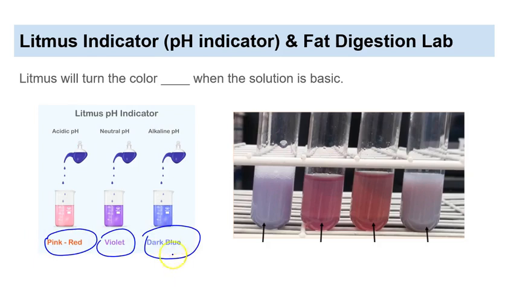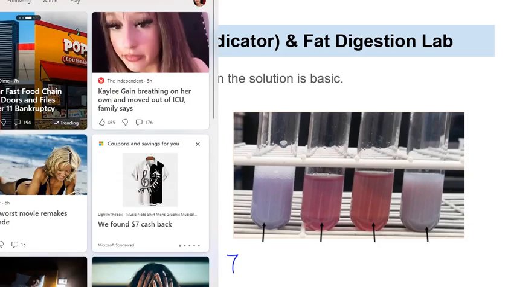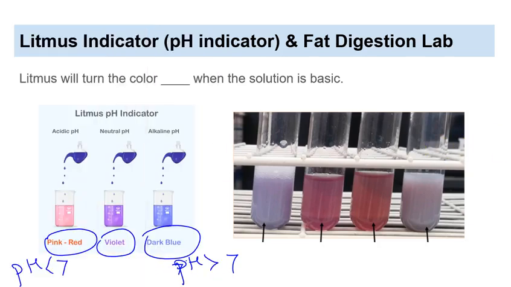The dark blue shows the pH is alkaline, above 7, so it is basic or alkaline. If we get the pink or red color, it shows the pH is less than 7, which means the solution is acidic. And if we get the violet color, like a light purple or lavender color, it means our pH is neutral.